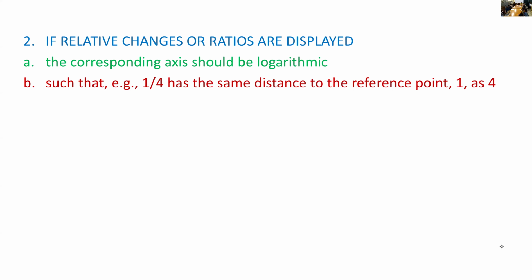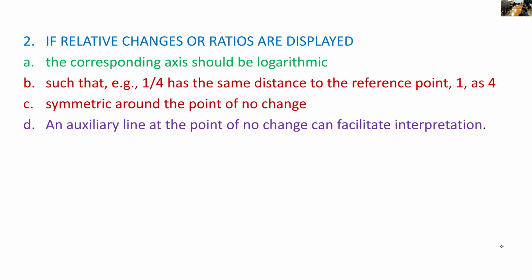So the corresponding axis should be logarithmic. It's called a logarithmic scale. Today we're going to learn a little bit about the logarithmic scale. So 1/4 should be the same distance as 4. What is the point of no difference in relative risk, Anuka? 0 or 1?